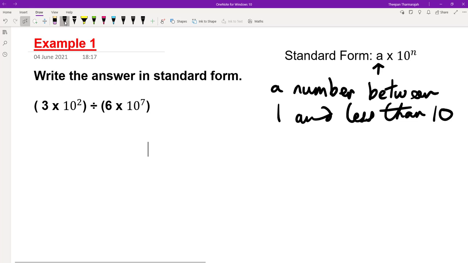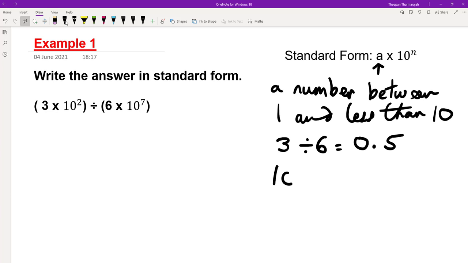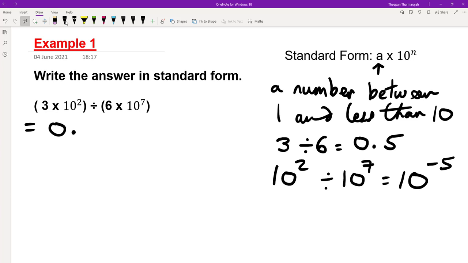Okay, welcome back. So we've got 3 times 10 to the power of 2 divided by 6 times 10 to the power of 7. So we're going to do 3 divided by 6, which is going to be 0.5. And then we're going to do 10 to the power of 2 divided by 10 to the power of 7. That's going to give me 10 to the power of 2 minus 7, which is minus 5. So we could write this as 0.5 times 10 to the power of minus 5.